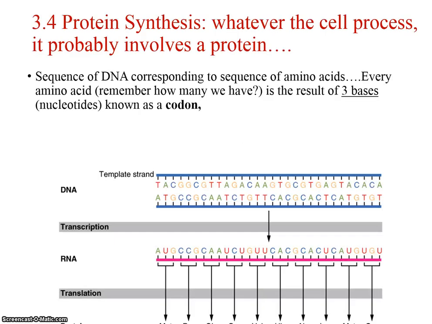All right? So protein synthesis. I say here that whatever the cell is doing, whatever its job is, it probably involves a protein. So it needs to make, and I said really on average, cells make about 2,000 different proteins. So how do they do this?